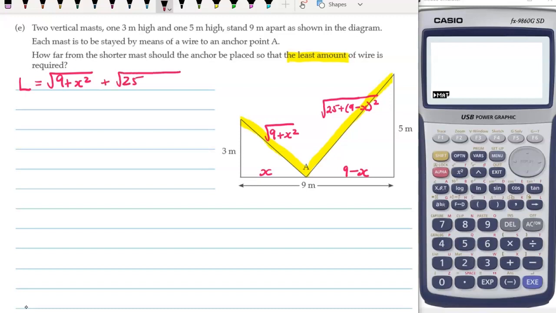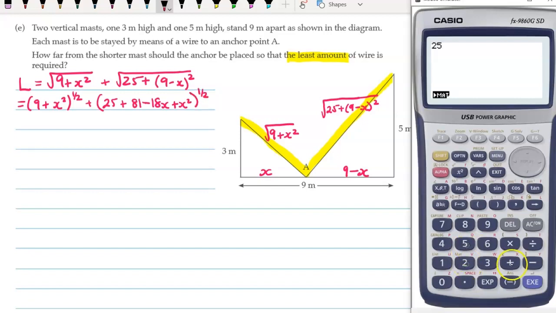So 25 plus 9 minus x all squared. Now, to be able to find a minimum, we need to differentiate this and set it equal to 0. So let's put it into terms that are easier to do that with. Let's turn that into a power of a half. And then this one, let's expand that bracket. So we have 81 minus 18x plus x squared, so the power of a half.